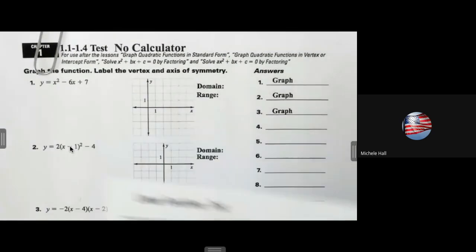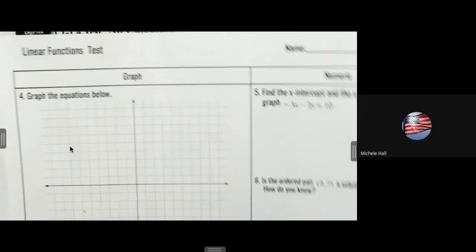All right, so those are the 2 tests and then the quizzes you just took. That's what you should be looking at to refresh your memory on linear functions and quadratics. That's what you've learned so far this year. 2 functions, linear and quadratic, x and x squared.